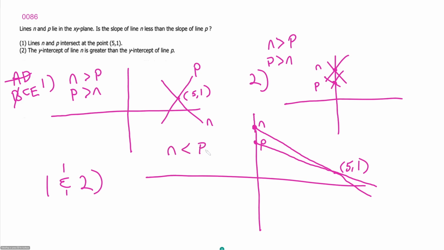Can we get a different example? Remember, N's always got to be higher up than P. So what if we just move P down here? Well, if we did this, P is going to be positive now. Well, N is still negative. And so this is just going to give us another case where P is greater than N. What if we move both of our lines down so their y-intercepts are negative?